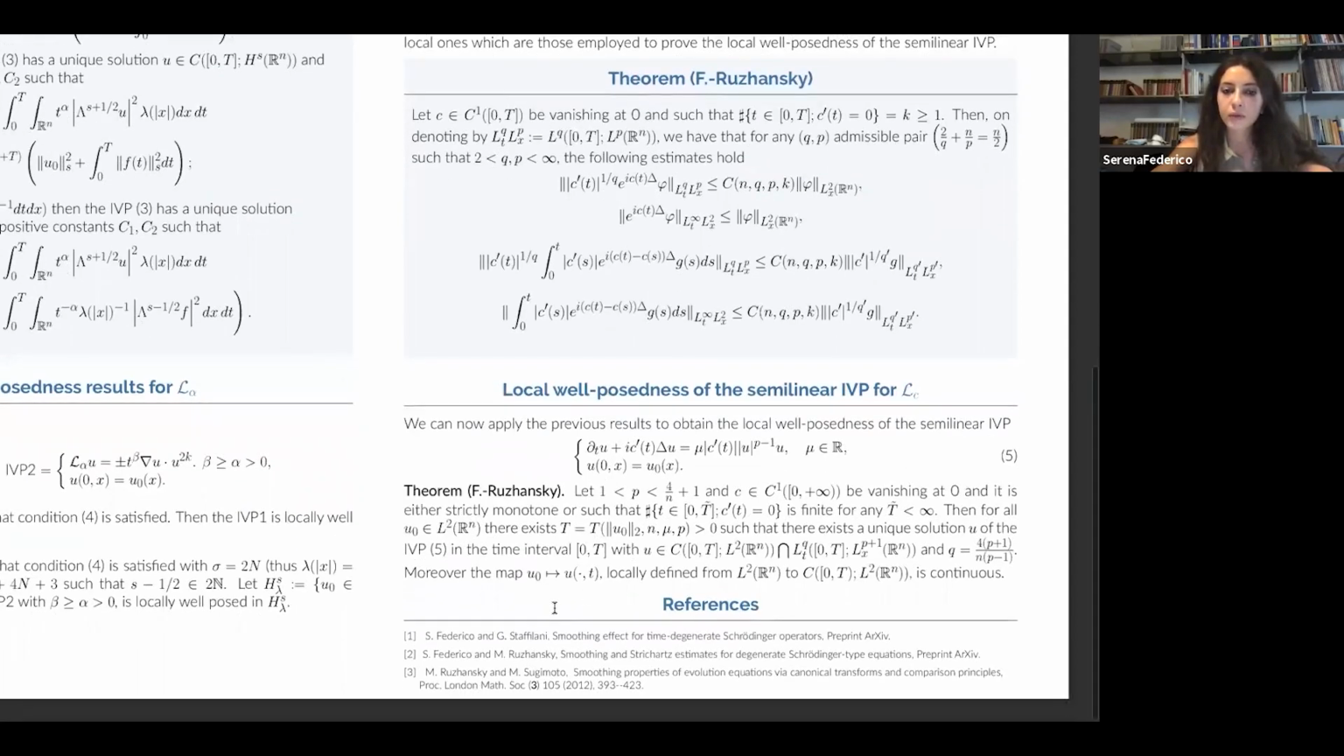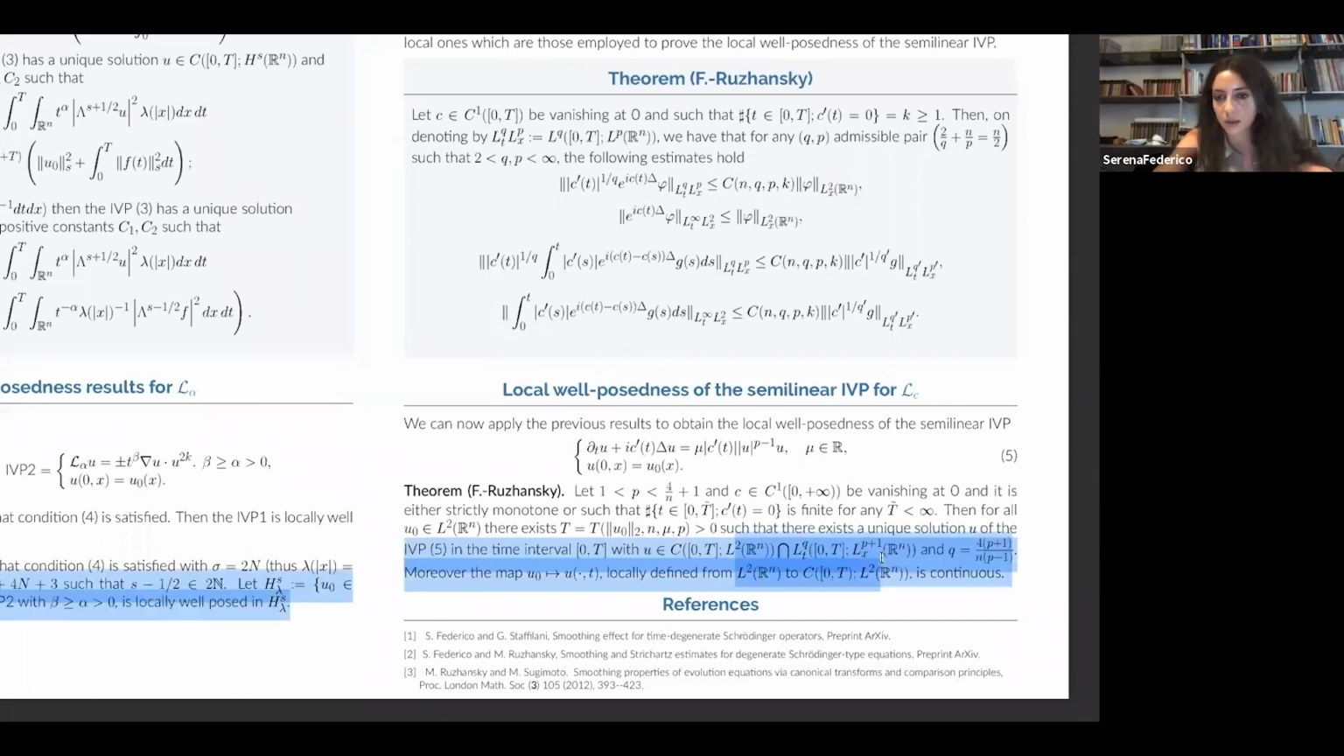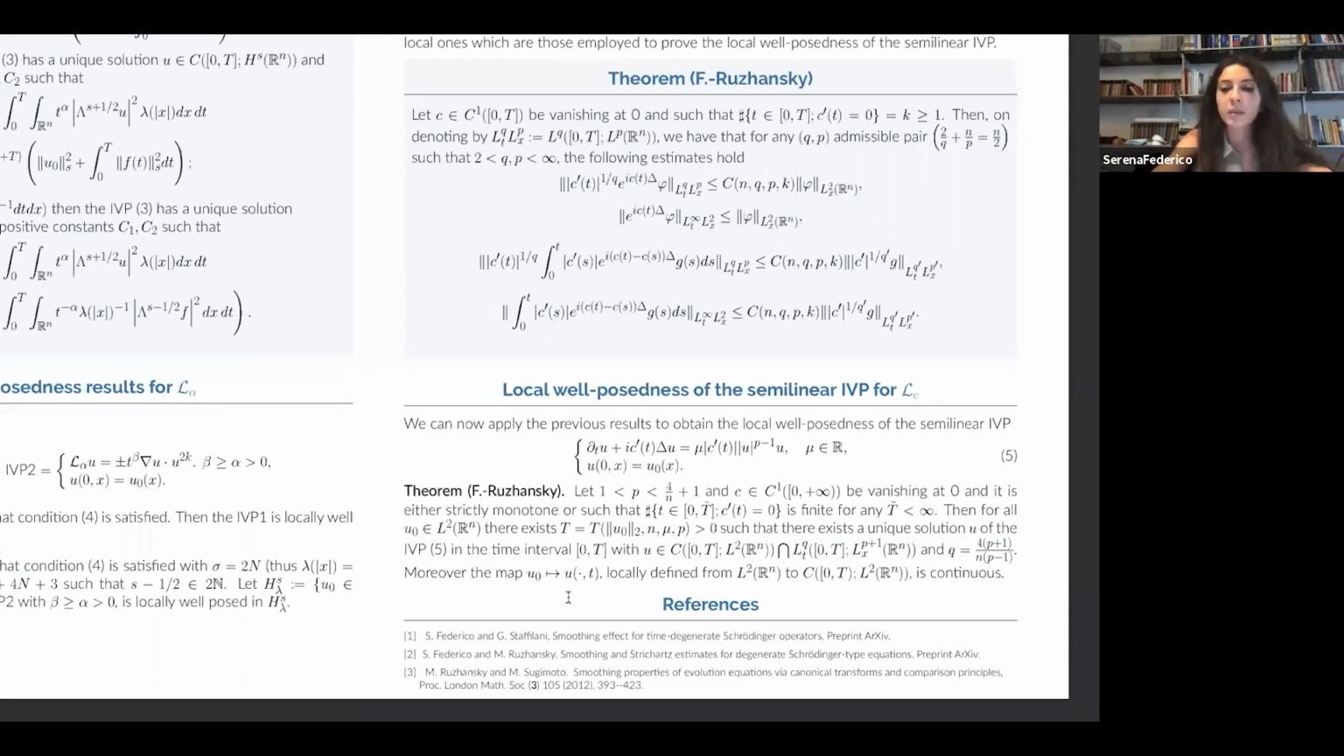We were able to prove the following theorem. If P is this exponent here, in this range, and we consider C, which is C1, vanishes at 0, and is either strictly monotone or such that the zero set of C prime is finite for any finite time, then for any initial data in L2, we can find a time depending on these quantities, such that we have a unique solution which belongs to this space. In particular, it depends continuously on the initial data.